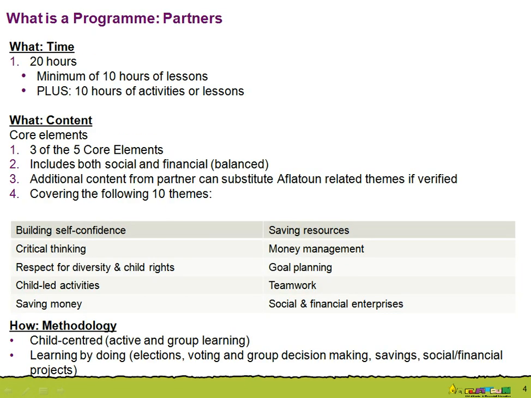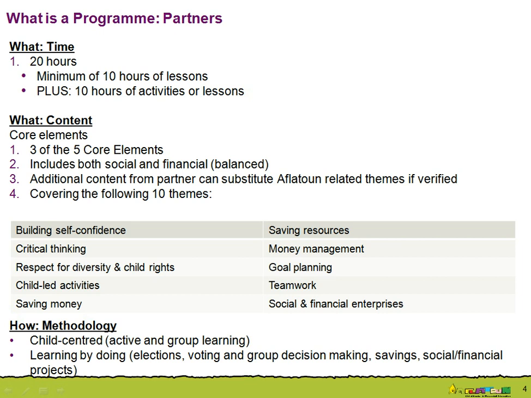So to get more specific about what is a program, this is a classic program, right? Most partners fall into this category. So there are 3 components of a classic program, and this is what we're talking about when we ask, for example, how many children are in your program, how many teachers are actively delivering your program. So one is that the time should be at least 20 hours. This includes 10 hours of lessons plus 10 more hours.